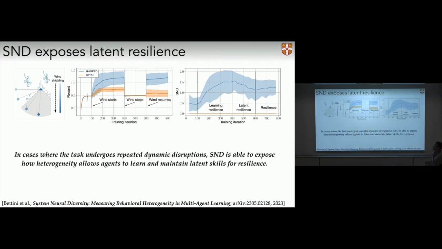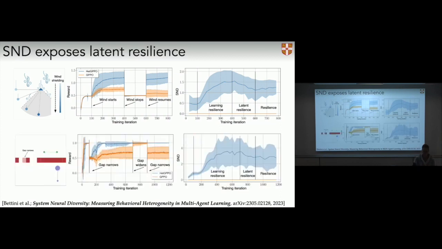So basically the insight is, in cases where the task undergoes repeated dynamic disruptions, the SND is able to expose how heterogeneity allows the agents to learn and maintain latent skills for resilience. This is something we really found interesting because it somehow mirrors what we see happening in nature as well. And we can repeat the same insights with the same task I showed you before, where the gap now becomes the dynamic disruption because we can narrow it and increase it as a function of time. And the exact same latent resilience pops up. So to sum this up, we're very excited about heterogeneous agent policies.